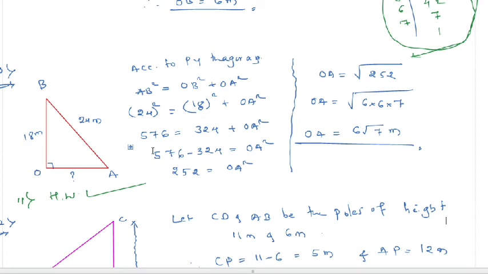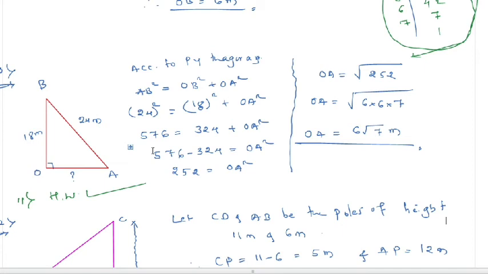See the diagram. According to Pythagoras theorem, we can write AB square is equal to OB square plus OA square. By substituting the values, 24 square is equal to 18 square plus OA square. Square of 24 is 576, 18 square is 324. So OA square is equal to 576 minus 324. By subtracting this, you will get 252 is equal to OA square.